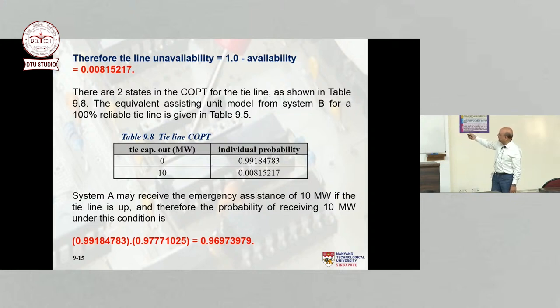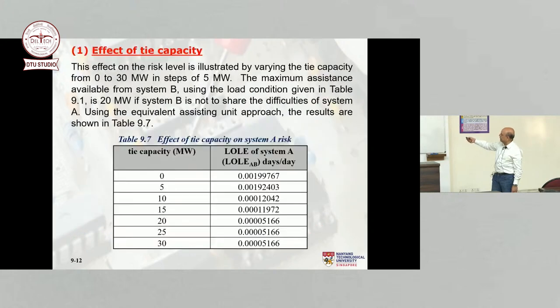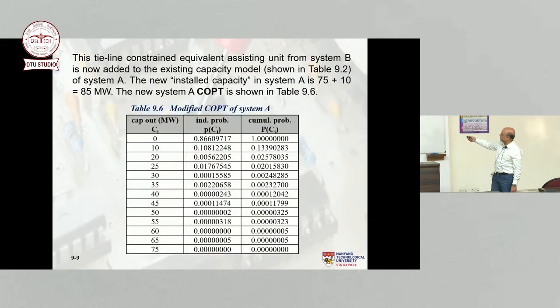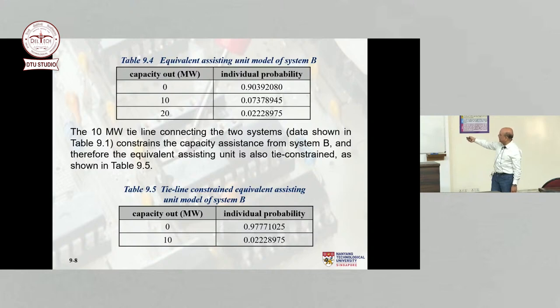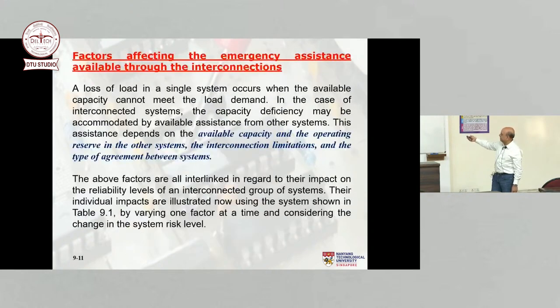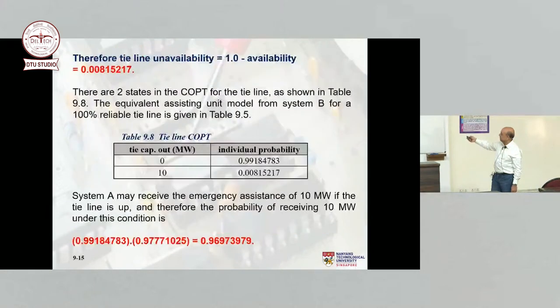I can still get only 10 megawatt assistance when the transmission line is up, and therefore the probability of receiving 10 megawatt is 0.9918 times 0.9777, right? You go back to that table. Unfortunately, it's not on the same page. 0.9777. Remember this number, 0.9777. So we multiply 0.9777 with the individual probability of the tie line. So that's the new probability, correct?